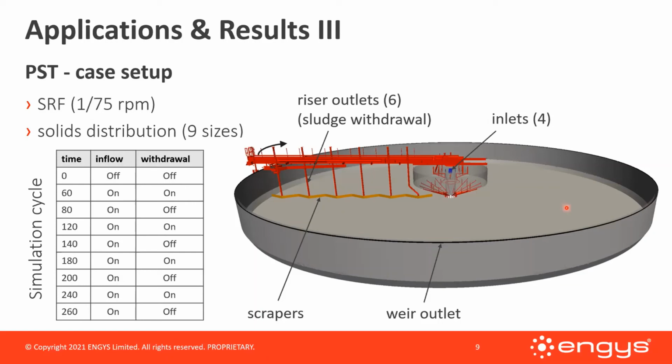The model process cycle is shown here. For the first hour, both inflow and sludge withdrawal are turned off, and thus the solids settle down with the fluid at rest. After that, the inflow is turned on, and repeatedly, sludge is withdrawn continuously for 20 minutes every hour. So 20 minutes of sludge withdrawal followed by 40 minutes without. In total, 4 such cycles are simulated, as the results have proven this to be sufficient to reach a quasi-steady state.